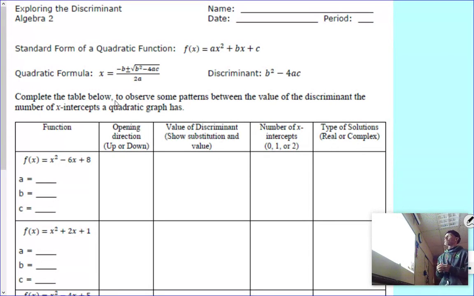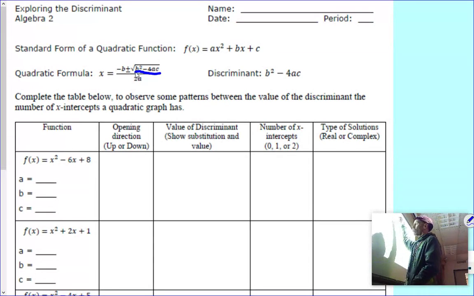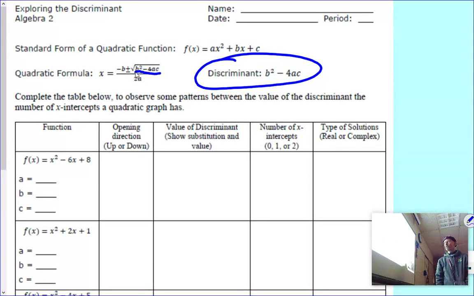Today we're going to be talking about a piece of the quadratic formula called the discriminant. The discriminant is just the inside part of the radical. We define the discriminant as b squared minus 4ac. And what that does is allow us to determine some properties of the quadratic without finding the actual solutions.